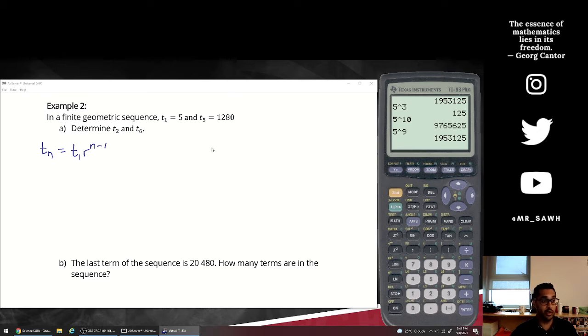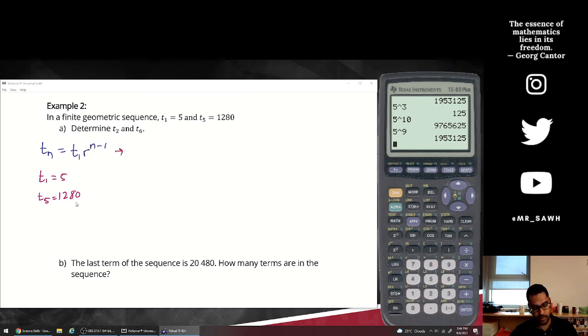A couple things I do know. I know the first term already. That's a good thing. So I know that the first term is 5. I know that T5 is also 1280. This could also be Tn if I made n equal to 5. So that's going to be really helpful for us in finding the ratio. So let's go find the ratio first.